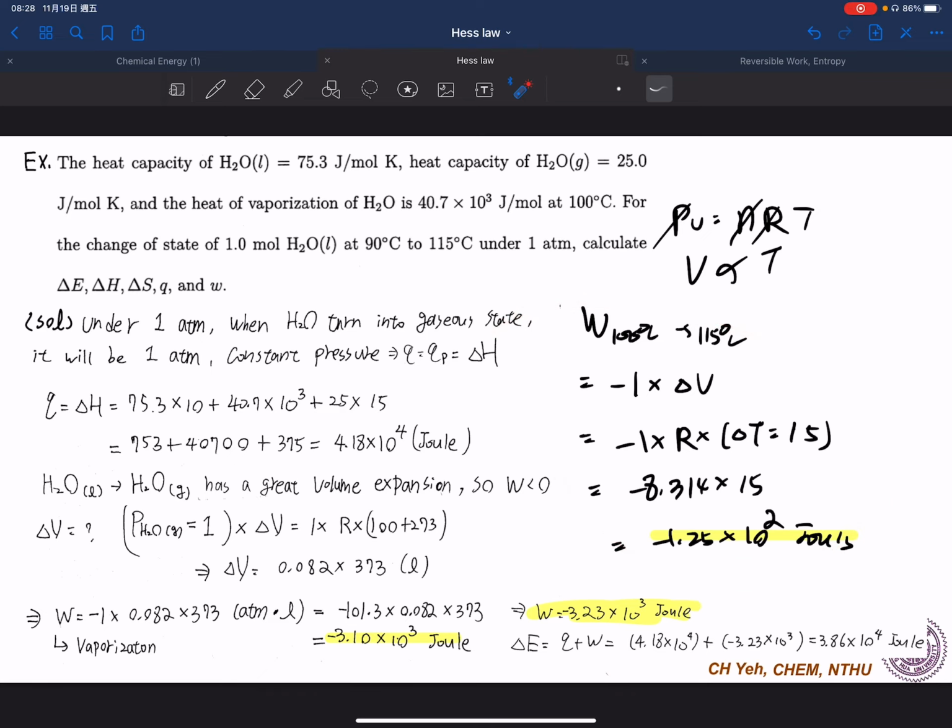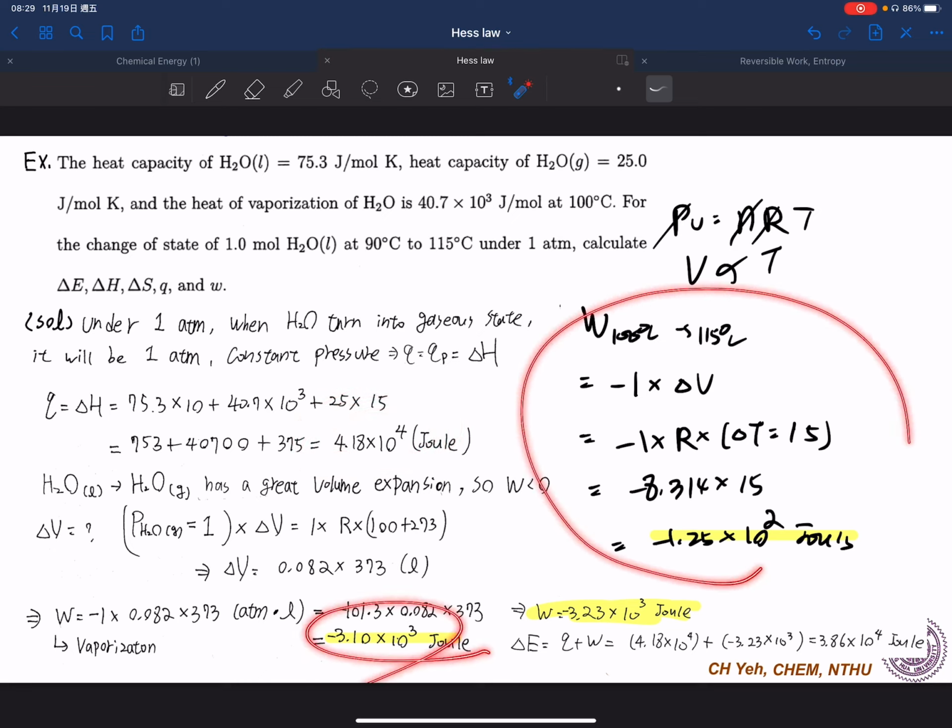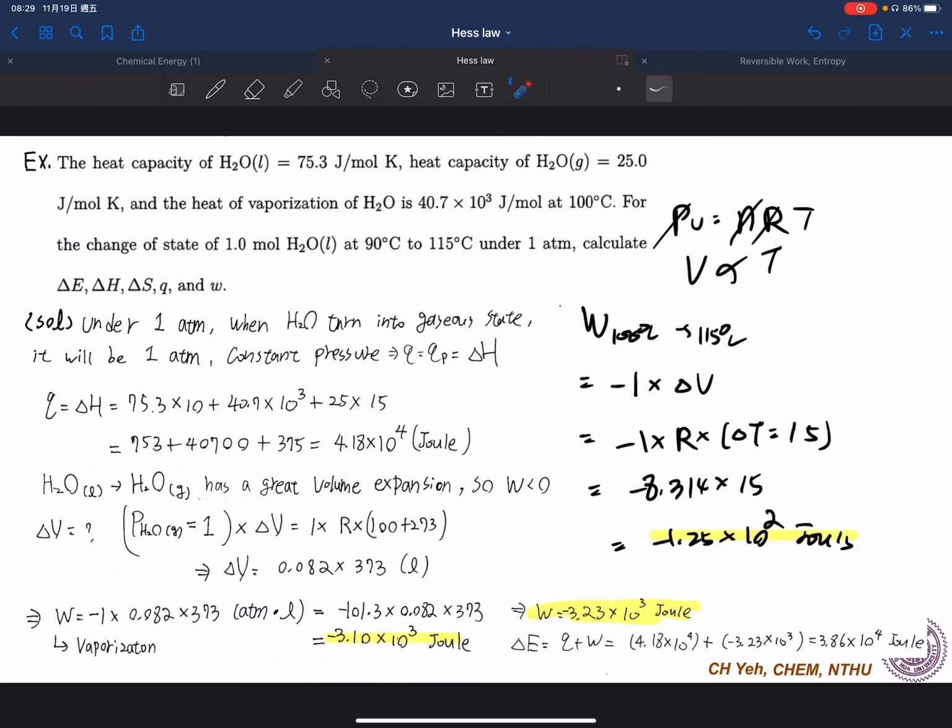For the whole process, it can be calculated by heat plus W. We already calculated the heat. The total heat is over here, and the working part is over here. My apologies, I forgot to scan this part. So the final answer of internal energy change is over here.